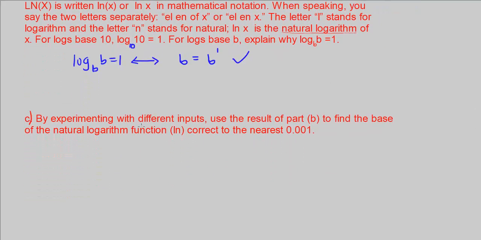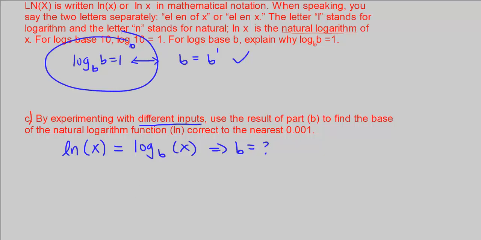By experimenting with different inputs, use the result in part B to find the base of the natural logarithm function to the nearest 0.001. Alright, so we know ln, you can write it with a cursive L. I usually see it with cursive L's more often because ln sometimes is mistaken as 1n, right? ln of x is equal to a log with some base of x. Okay, so this is what we're figuring out today. It's just some base. We don't know what b is, right? We want to find what b is equal to the nearest 0.001. So b is equal to something.